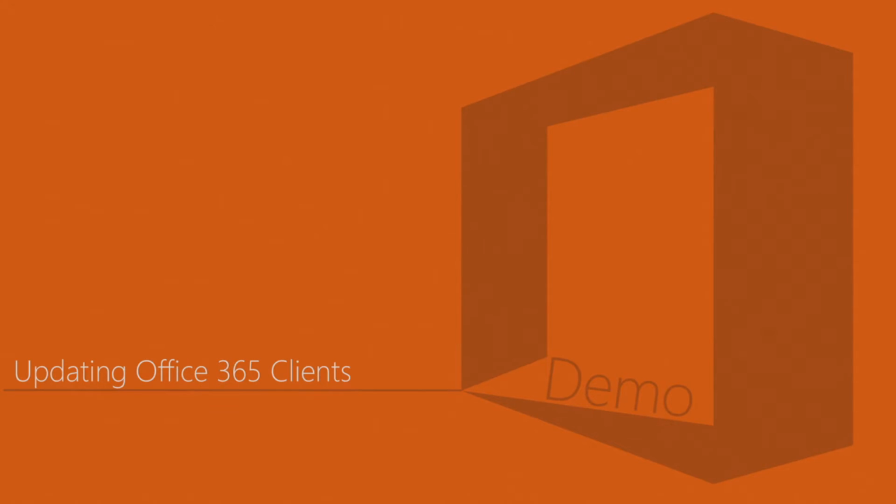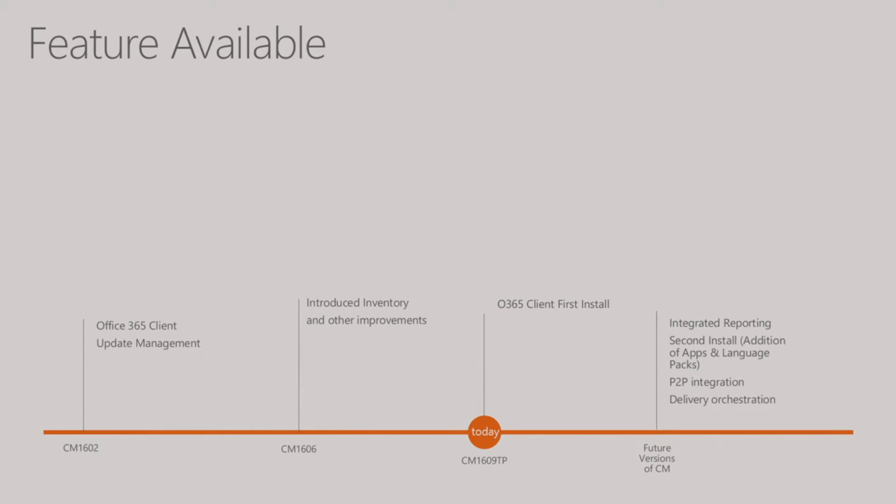So the last thing is availability roadmap. As you've hopefully known, we first introduced this capability in Configuration Manager 1602, where we focused purely on the update management. That was the feedback that we received from a lot of customers saying, hey, help me figure out what my overall update process looks like and how to go from that point onwards. Then we introduced other inventory and improvements around 1606, and then now we have the new technical preview for 1609 that focused on the first install, as well as the Office 365 client management dashboard.